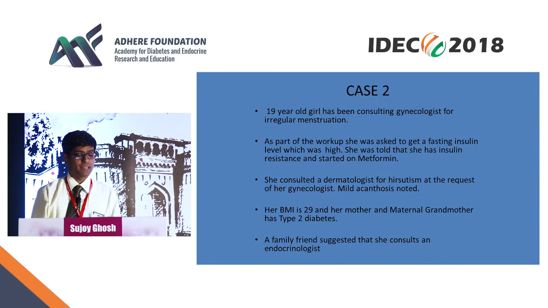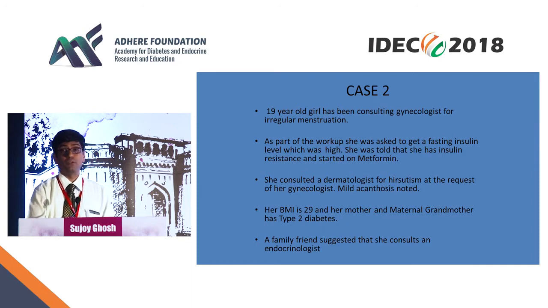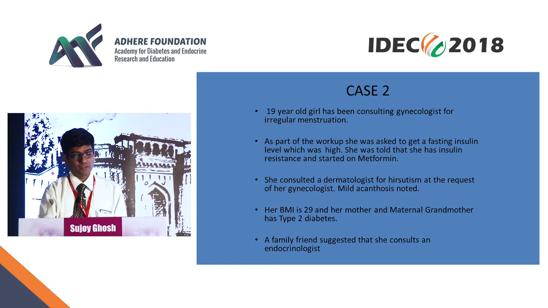So, from there, if you look at the clinical clues in this particular individual, the child was not obese, the child was in fact lean, the C-peptide was low and the antibodies were negative, so it is antibody negative type 1 diabetes. Moving on to the second case, a 19-year-old girl went to the gynecologist for menstrual irregularity.